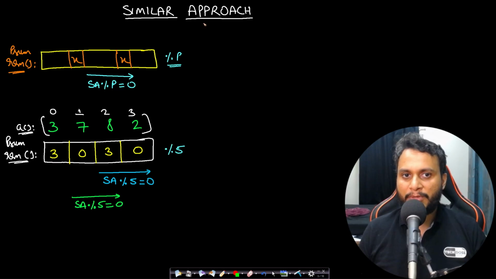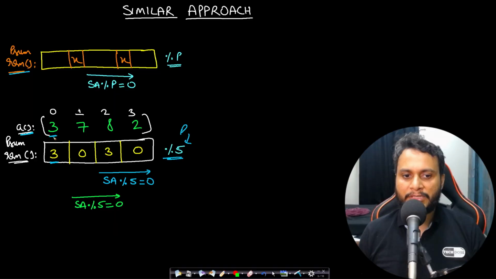Now we will be applying a similar approach to solve this problem as well. In this problem, we will be finding the remainder prefix sum. Okay, what is that? Let me tell you. If you have an array 3, 7, 8, 2, then I will always keep adding the values to the previous item and take mod of p. So let's say the p value is 5 in this case.